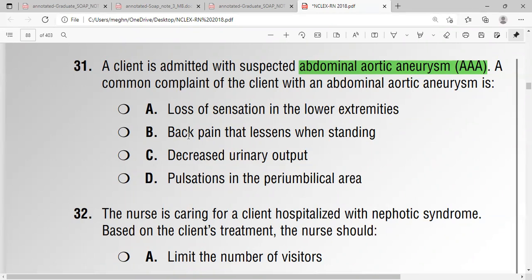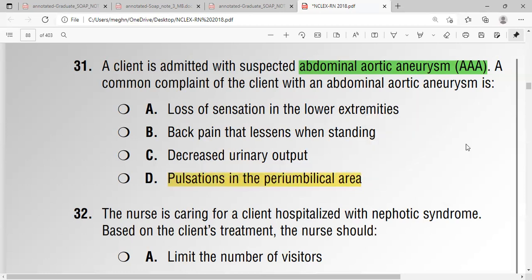Number B, back pain that lessens when standing. Decrease the urinary output. Number D, pulsations in the periumbilical area. So the correct answer is the pulsations in the periumbilical area.